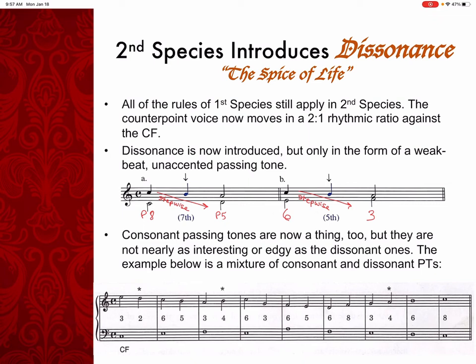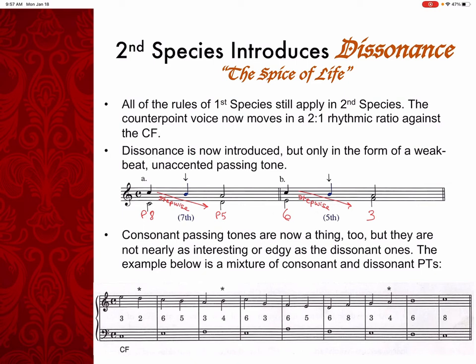So letter A is an example of a dissonant passing tone, whereas letter B is the example of a consonant passing tone. We have both types, so consonant passing tones are now a thing too, but they are not nearly as interesting or edgy as the dissonant ones.